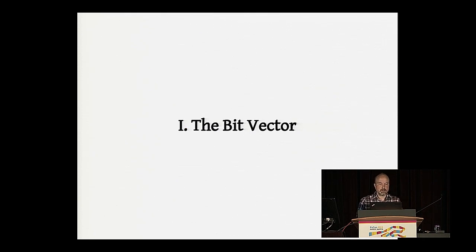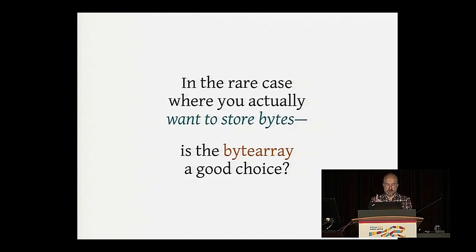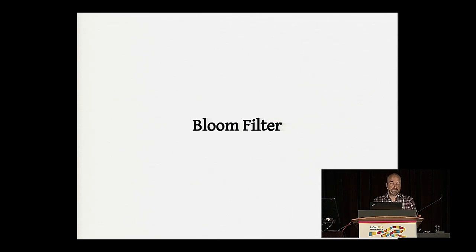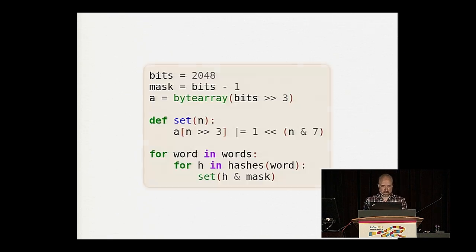So first, let's be fair to it. What if you actually want a list of numbers between 0 and 255? That never happens to me. So in those rare cases where you actually want to store bytes, is the byte array a good choice? So I invented one. I wrote my first Bloom filter as preparation for this talk.